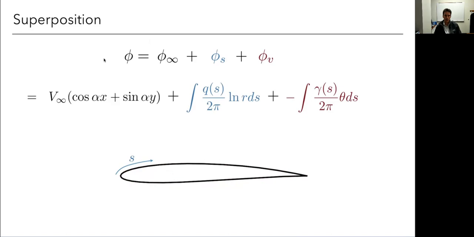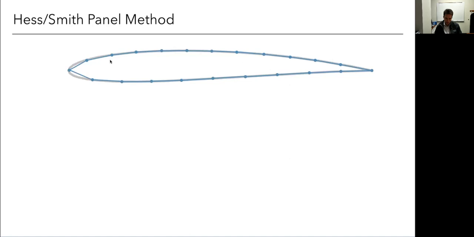Just by way of nomenclature, in the Hess-Smith panel method, we're going to discretize our geometry into linear panels. So you can see these linear segments. It's most easily seen here at the leading edge, where this is obviously too coarse of a description, but we can see how there's a linear variation. Each one of these things we call a panel. In 3D, this could be a plate. They don't necessarily have to be flat. We can have curved panels as well, but flat panels are pretty common.